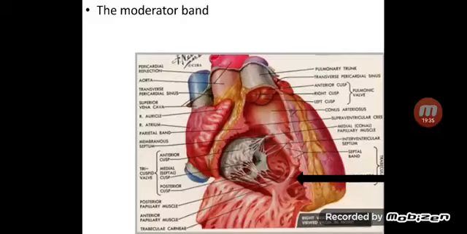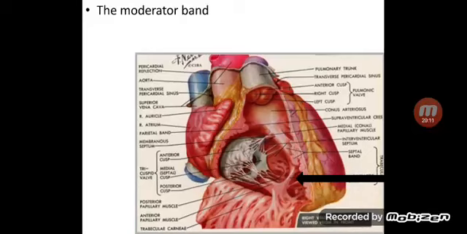There is also a moderator band. The moderator band, as shown here, look to the head of this black arrow pointing to the moderator band. It crosses the ventricular cavity from the septum to the anterior wall of the ventricle. It carries the right branch of the atrioventricular bundle.